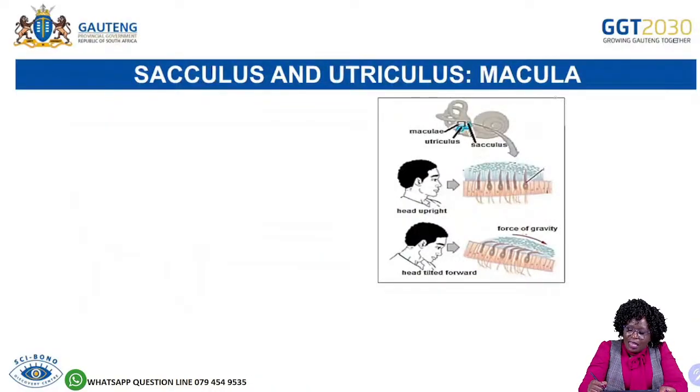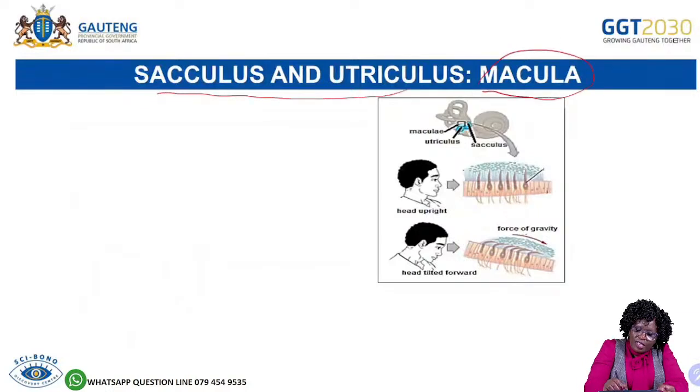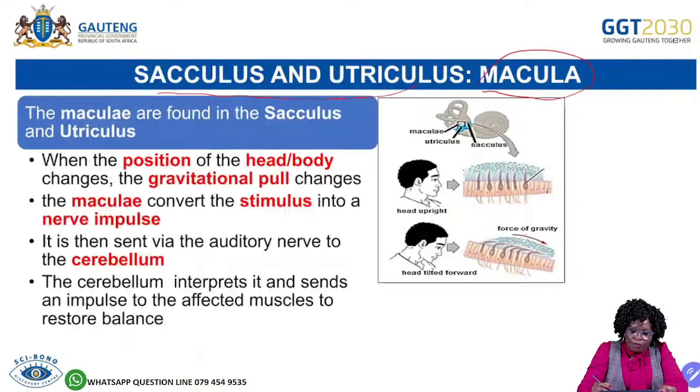Saccule and utricle, and macula. Macula, these are the receptors. Saccule and utricle, it's where the macula are embedded. If you check this out, the macula are found in the saccule and utricle, and that's where we find the macula.